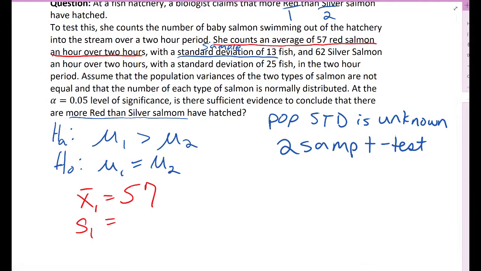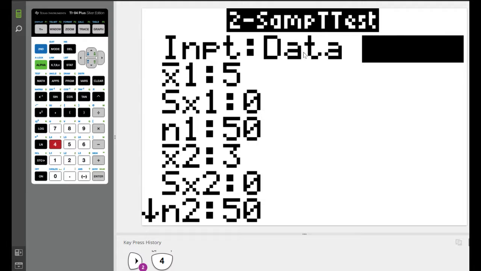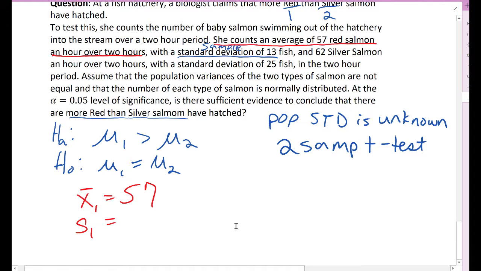Let me go back to the hypothesis test. I skipped over this point, but hopefully you know our input is statistics. We don't have the actual data. All we have are the statistics, because remember, data means that you have the information in a list somewhere. We do not have that. S1 is the sample standard deviation for the red salmon, and that is going to be 13.